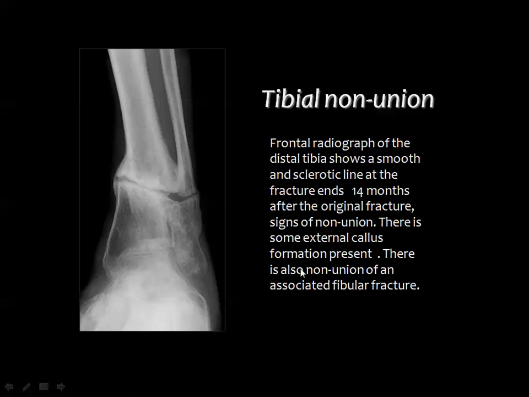And this is a non-united fracture of the distal end of the fibula and the radius, diagnosed by the fracture edges still being seen, and they appear sclerotic with a scanty callus formation at the fracture site.